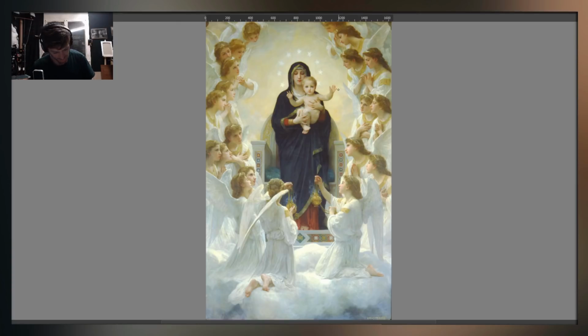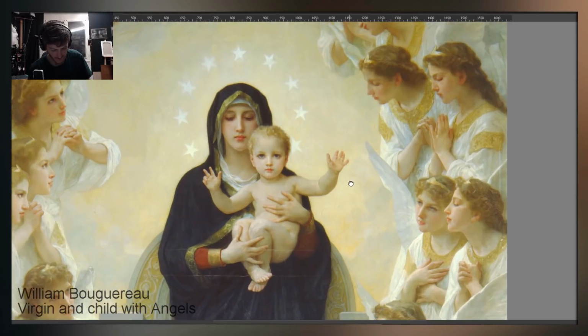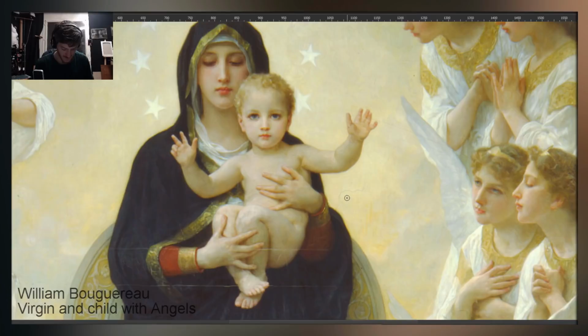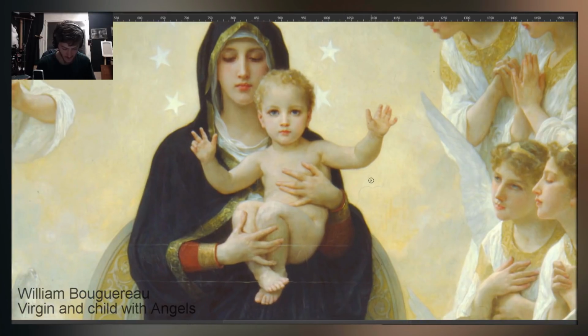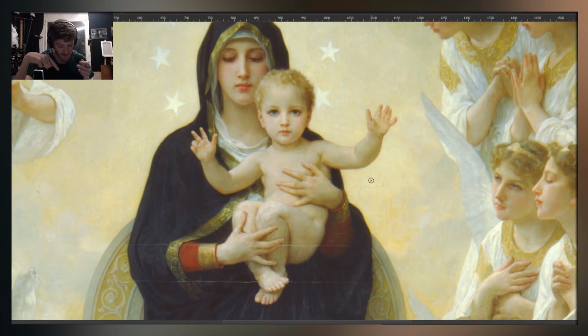But if you want to make the baby very gracious, you can make him less chubby, a little bit more delineated, which is what happened in this one. This is one of the greatest examples of how you can make a baby actually look sort of divine in a way. That's a very strong painting of babies.